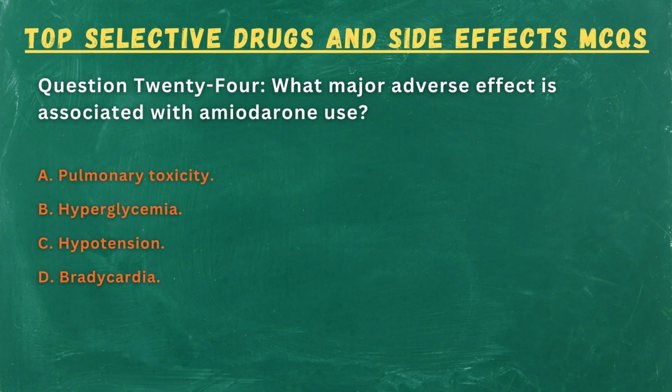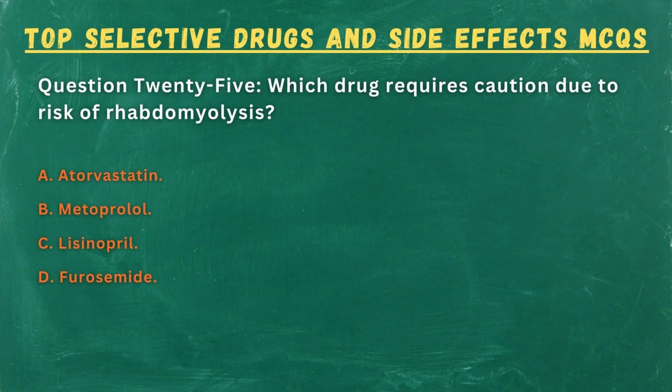Question 24. What major adverse effect is associated with amiodarone use? A. Pulmonary toxicity. B. Hyperglycemia. C. Hypotension. D. Bradycardia. Answer: A. Pulmonary toxicity.